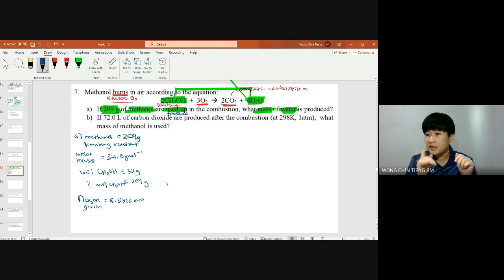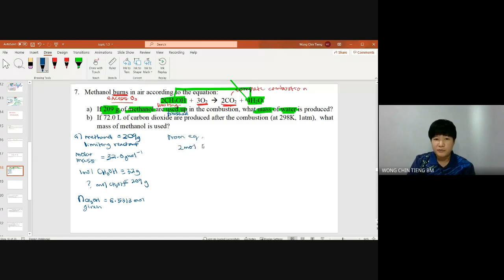Betul? Kat sini kita banyak bermain dengan 3 perkataan lain juga. Given, needed, produce. Kena label. Value yang kita kira tu adalah given atau needed atau product, produce. Okay, so yang itulah. Itu je. So, you have the number of mole given, same thing, equation dah diberi, soalan senang ni. Bila ada equation bagi je, saya rasa soalan senang.